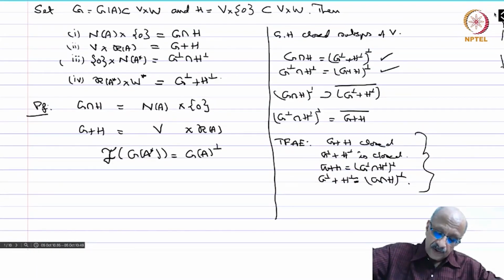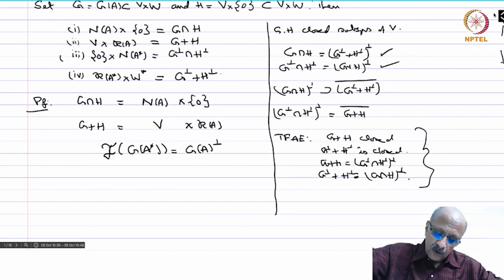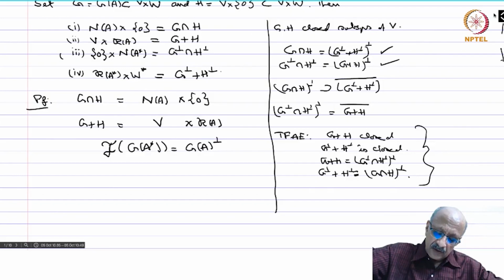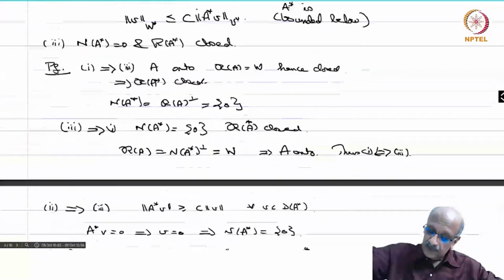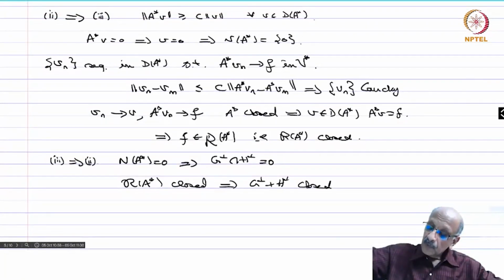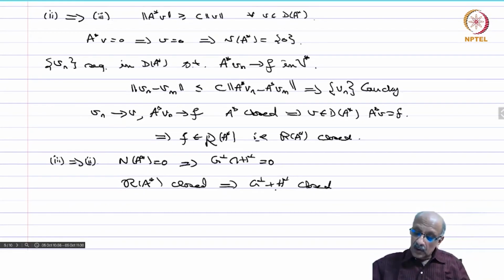G perp plus H perp is the range of A star cross W star. So if the range of A star is closed, you have that G perp plus H perp is closed. So we are in the situation where the sum of two closed subspaces is closed and the intersection is 0. So this is in fact a direct sum.